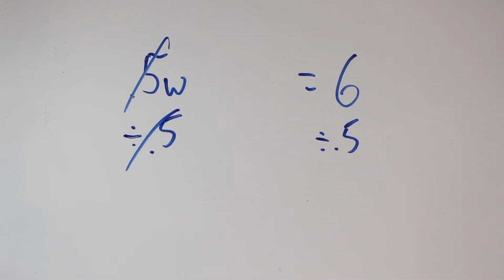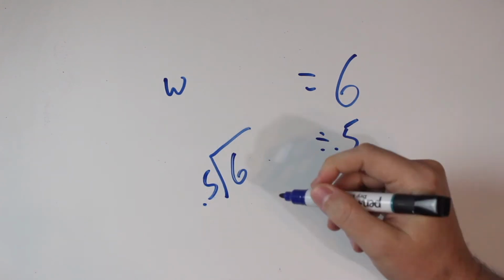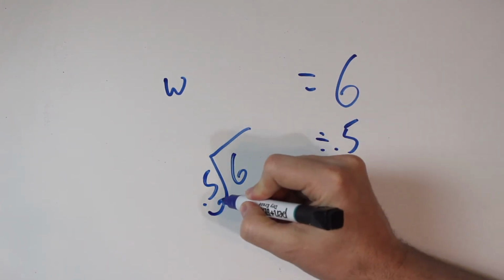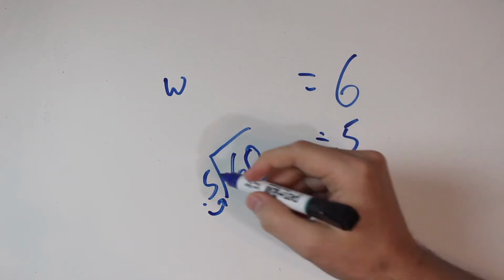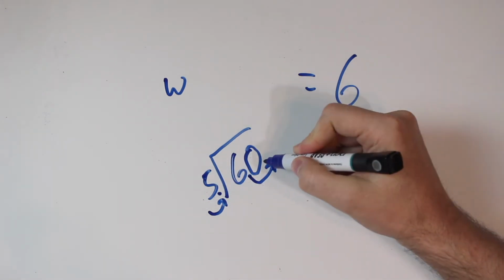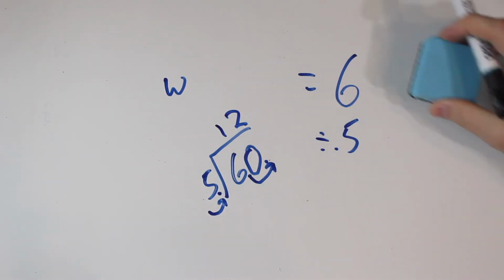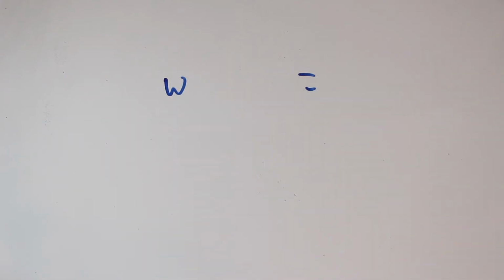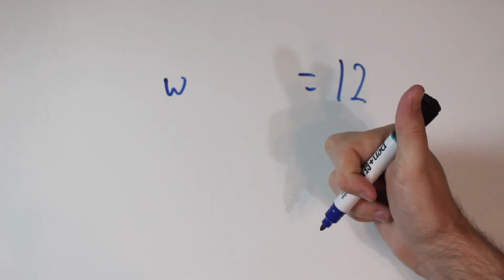This side cancels out. Now, when you divide by a decimal, you can make it simpler by moving the decimal point over in both the dividend and the divisor. 6 divided by 0.5 is the same as 60 divided by 5. So your answer is 12. w equals 12. We're all done.